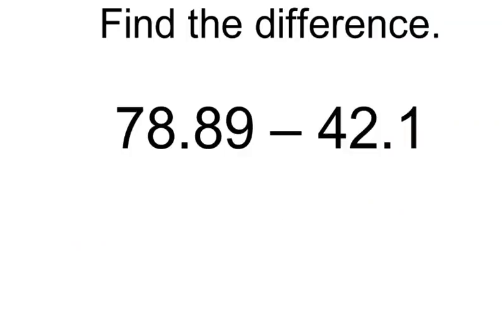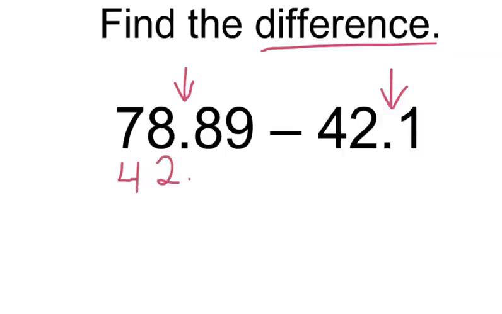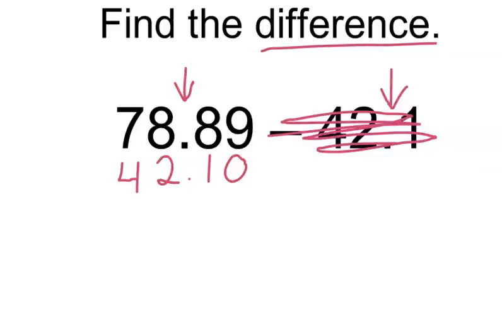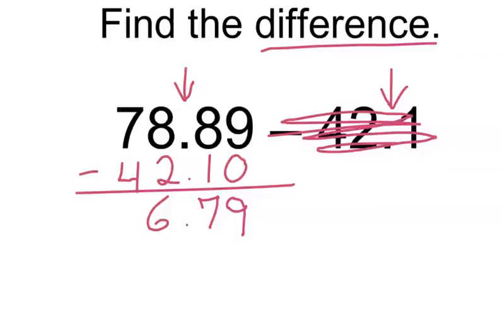Now we are going to find the difference, which means we are subtracting. All right, so what we're going to have to do, since we have decimals, is we're going to have to line these up. So I'm going to go ahead and bring this 42 over here and put a 42.1 over here. So we're going to kind of wipe this out. All right, and then subtract, put that there. So we just subtract now. 9 minus 0 is a 9. 8 minus 1 is 7. There's the decimal. 8 minus 2 is 6. And 7 minus 4 is 3. There's our answer, 36.79.